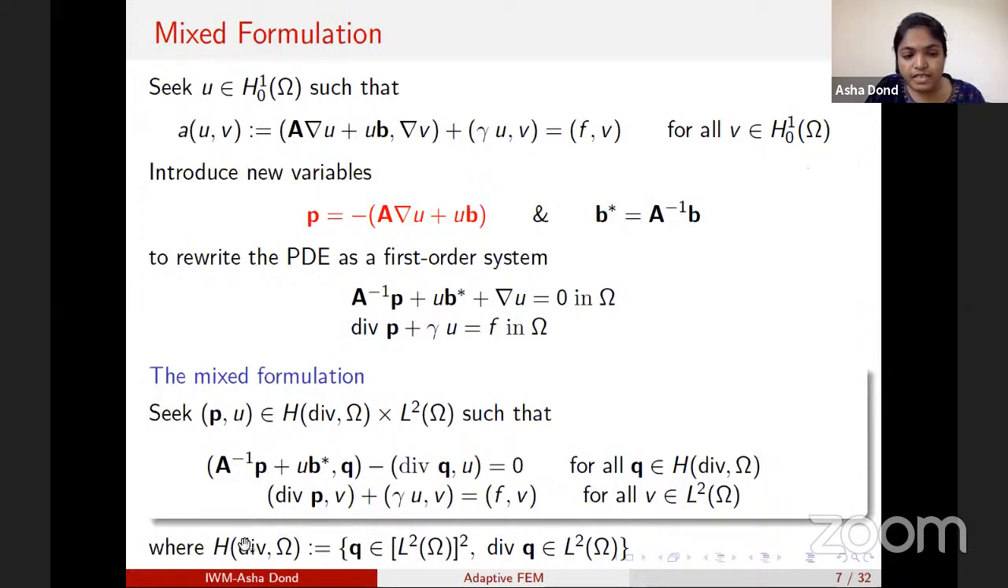So first of all we have to select the admissible spaces for the variables p and u. Here we will select p from H div omega, because we need p to belong to L2, and also the divergence of p to belong to L2. And u, if you see, is just coming once with the inner product without its higher derivative, so we will select u from L2. So basically this is the mixed formulation we use when we want a good approximation for the main variable and for the flux variable.